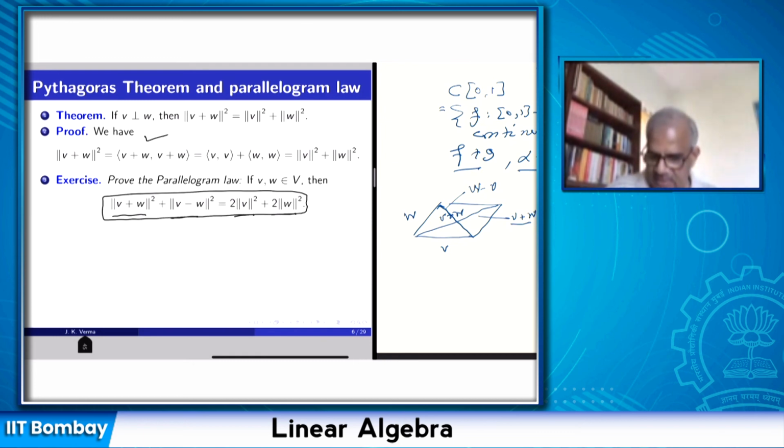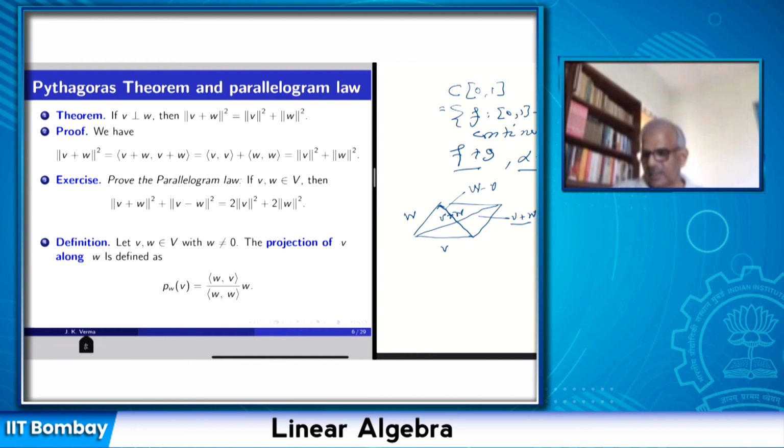Just like this, you can substitute these quantities on the left hand side, and you will see that this is true. Here we are not saying v and w are perpendicular. v and w can have any angle between them, but this parallelogram law is true. You can write a very short proof of this. This is an exercise.